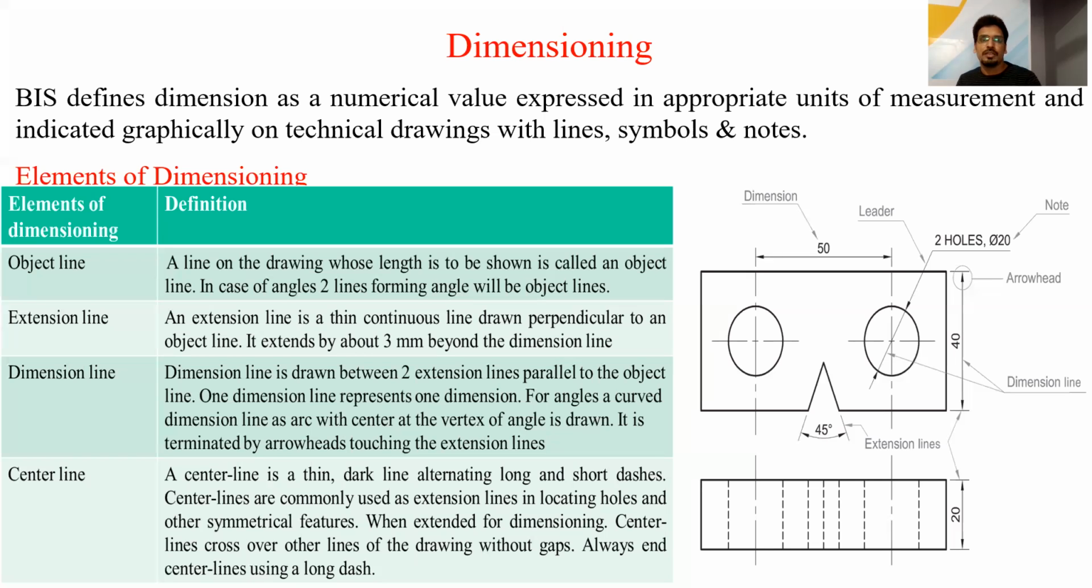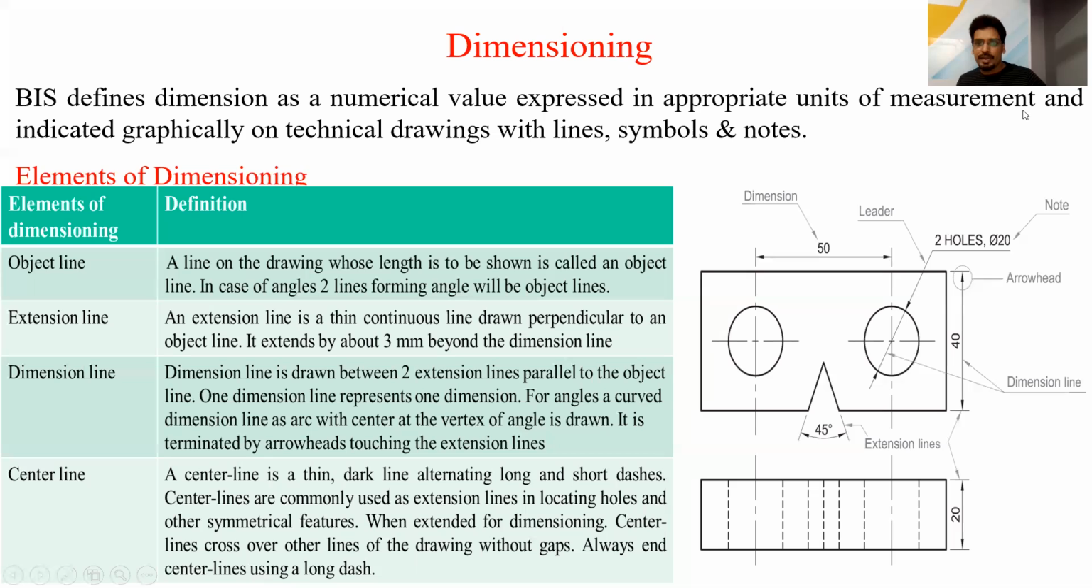Hello dear students, in the previous lecture we have discussed lettering and its use in engineering drawing. Now we are going to discuss dimensioning and its types in engineering drawing. So according to BIS standard, dimension is a numerical value expressed in appropriate unit of measurement and indicated graphically on a technical drawing with lines, symbols and notes.